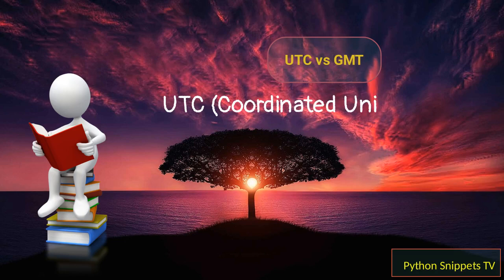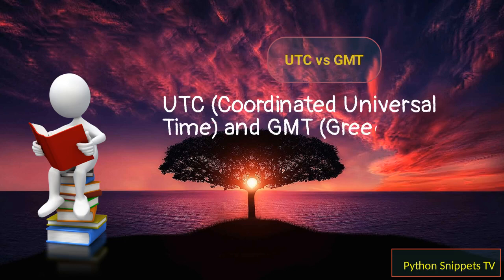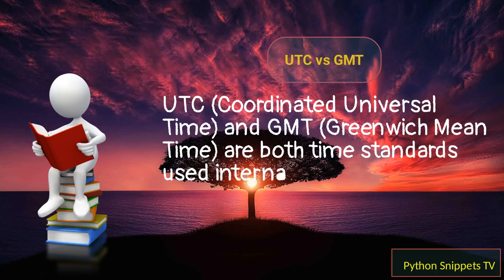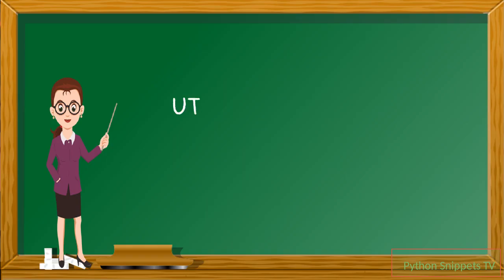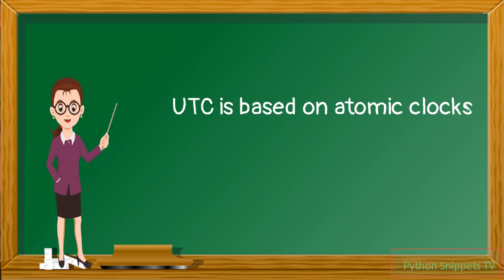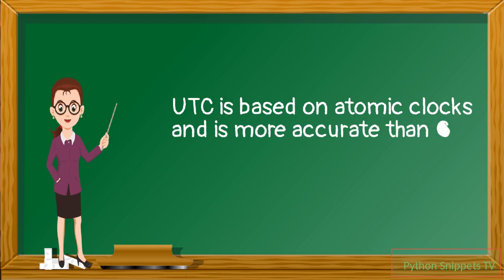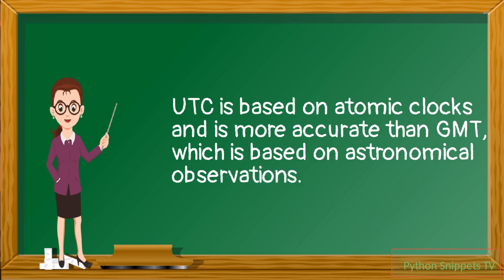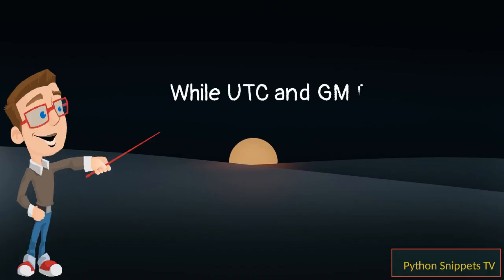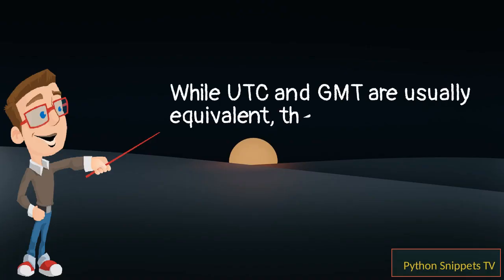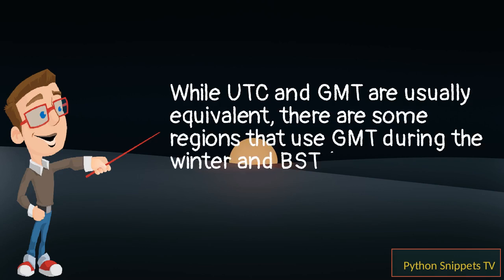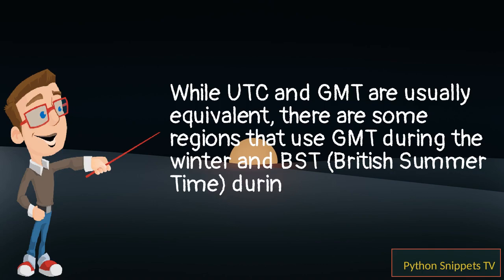What is the difference between UTC and GMT? UTC, Coordinated Universal Time, and GMT, Greenwich Mean Time, are both time standards used internationally. UTC is based on atomic clocks and is more accurate than GMT, which is based on astronomical observations. While UTC and GMT are usually equivalent, there are some regions that use GMT during the winter and BST, British Summer Time, during the summer.